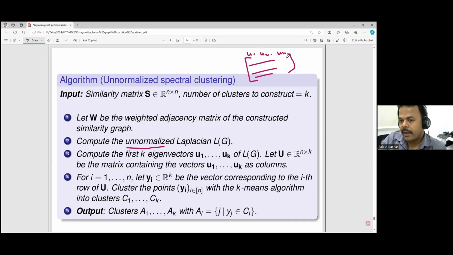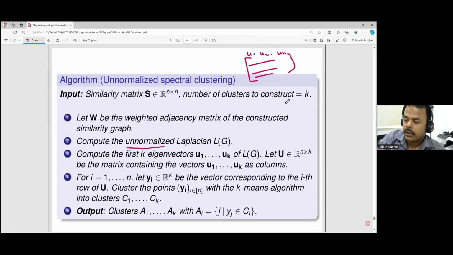In the beginning, my data points are n vectors. Now they are all k-dimensional vectors. For these vectors, I'm going to apply the k-means algorithm. That's one of the naive algorithms most of you may know. If you don't know, just read what the k-means algorithm is. You apply k-means to these lower dimensional data points and cluster them into k clusters.